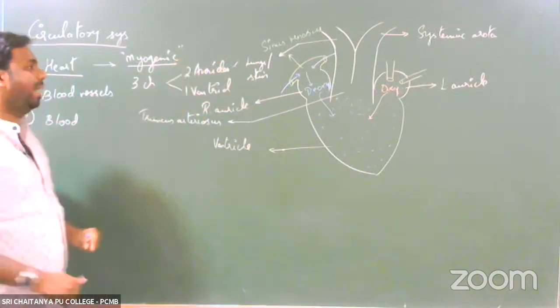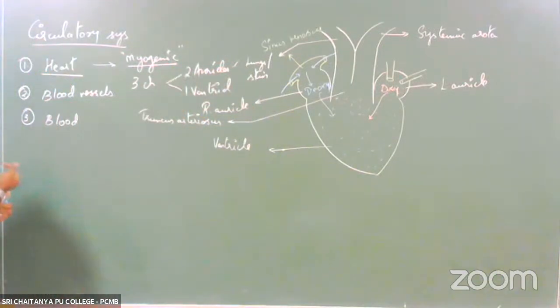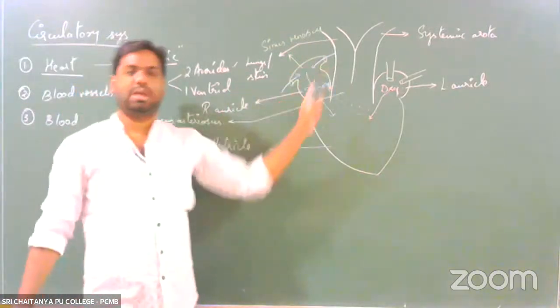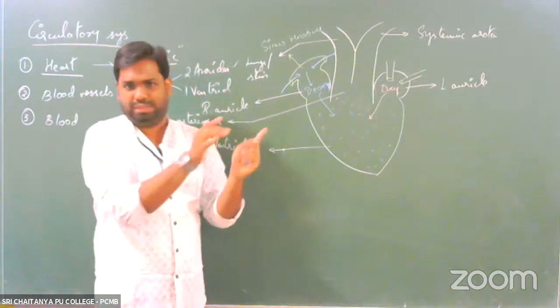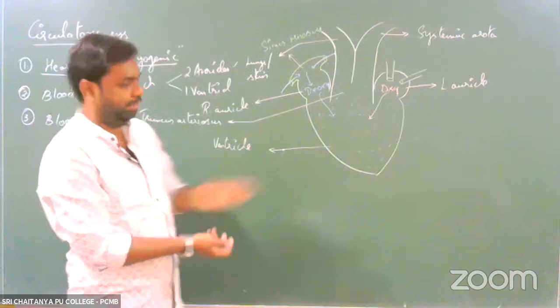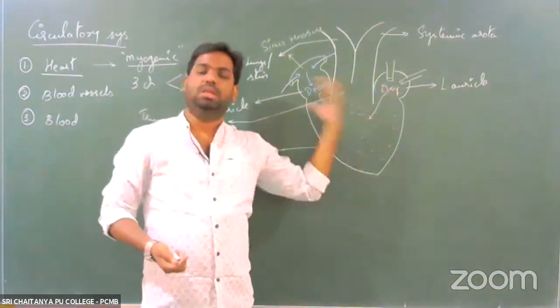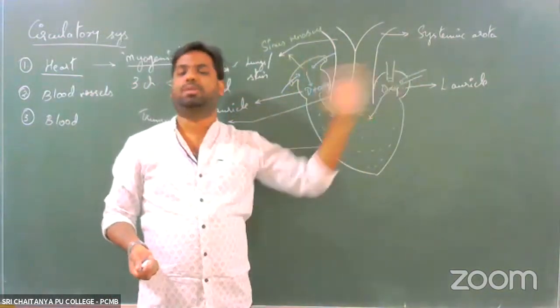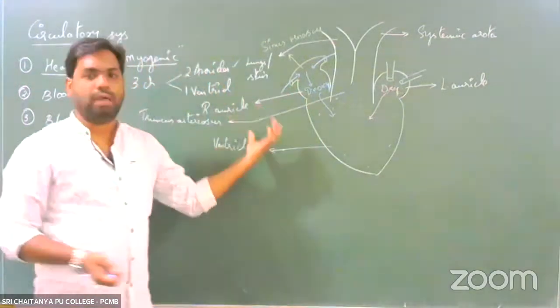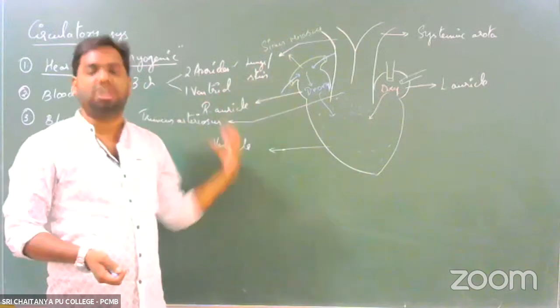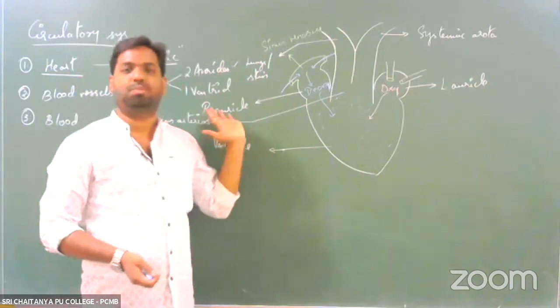So this is what we have with the heart in the frog, which is a three-chambered heart with two auricles and one ventricle. Since there is no complete separation of the ventricle, there is mixing of the blood happening, as a result of which the mixed blood is sent to different parts of the body. So this is the structure of the heart in the frog, a three-chambered, myogenic heart.